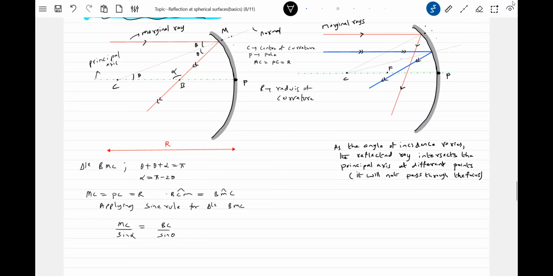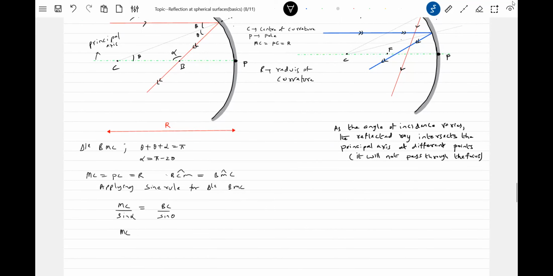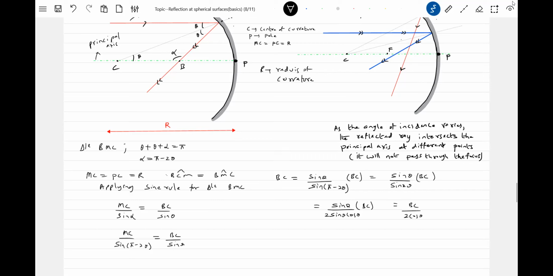MC should be equal to R. Sine alpha is sine of pi minus 2 theta, and that should be equal to BC by sine theta. I'm interested in the distance BC. BC is equal to MC times sine theta by sine of pi minus 2 theta. Sine of 180 minus 2 theta is sine 2 theta. Further expansion, sine 2 theta becomes 2 sine theta cos theta, so BC is R by 2 cos theta, or R by 2 secant theta.